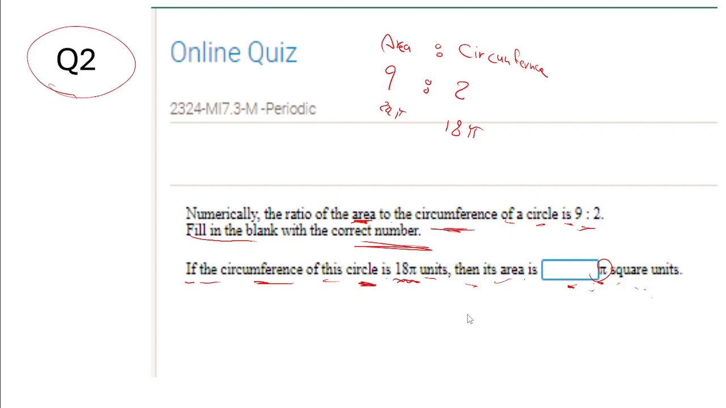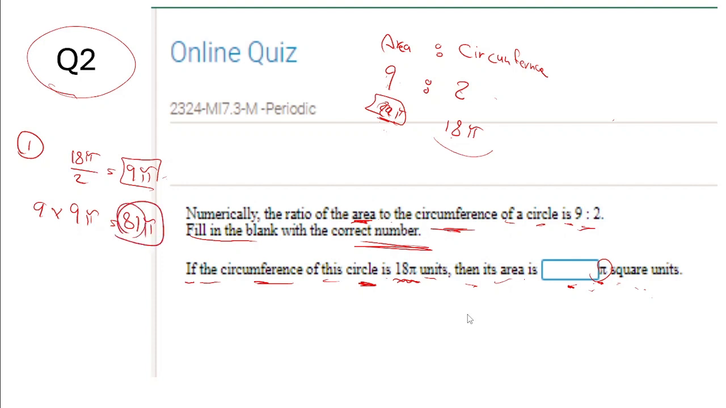Again, we have two ways to solve this question. Solution number 1. Now I have 2 units for 18 pi, so I need 1 unit, and when I get the value of 1 unit, I will multiply it by 9, and I will get the value here. So let's do this. 18 pi divided by 2 will be 9 pi, right? And here the area. Then I will multiply the value by the ratio of the area, which is 9, so 9 multiplied by 9 pi will equal 81 pi. So the answer is 81.